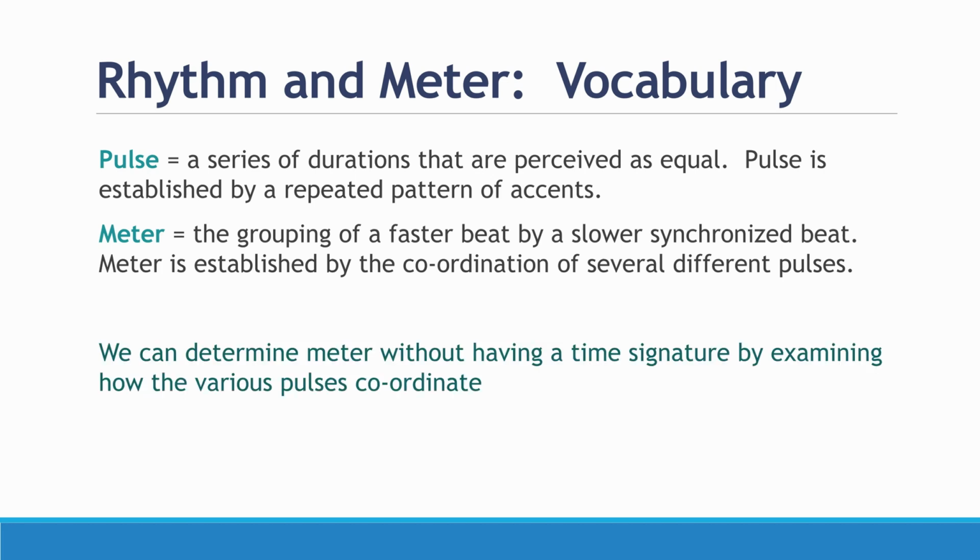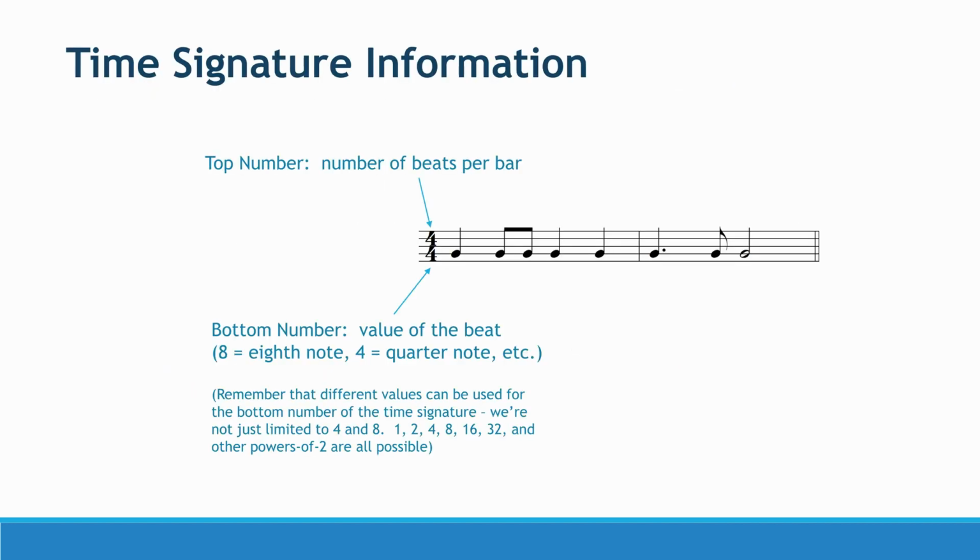So because we have these multiple coexisting pulses or beats, we can determine meter without having a time signature by examining how these things coordinate. We're used to thinking of time signature as a visual concept. So let me just review what you probably know already from rudiments. In a time signature, the top number indicates the number of beats that we have in each bar. The bottom number of your time signature indicates the value of the beat.